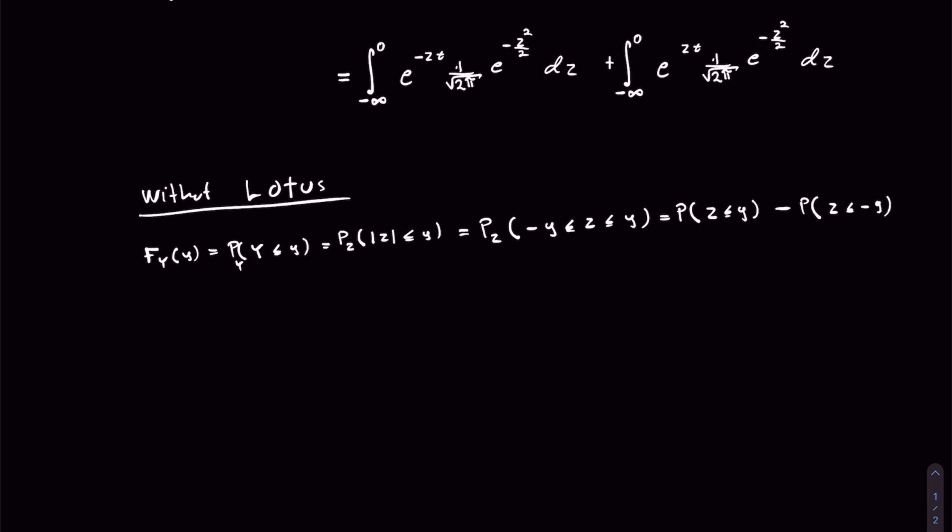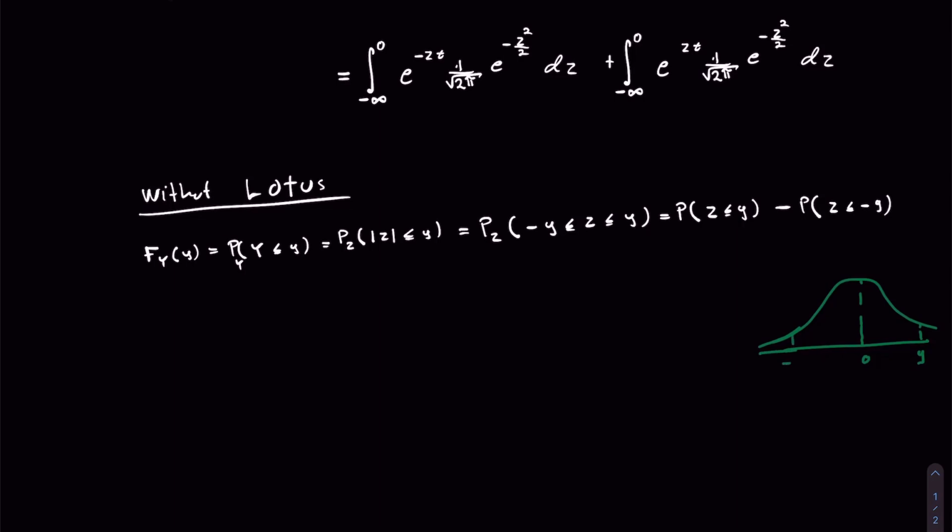Okay, so how does that compute? Let's think about this visually. We can think about the PDF of Z, right? We have the mass here. This is 0. We obviously have symmetry here. Imagine this being y, and this being minus y, and what this term is saying is that we want the density in here, right?